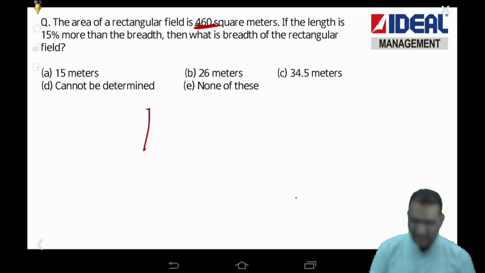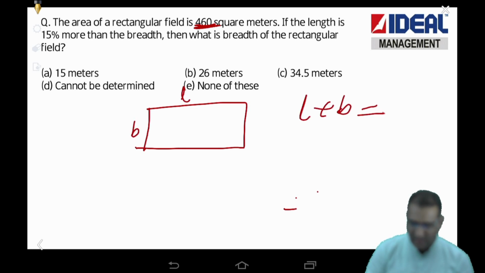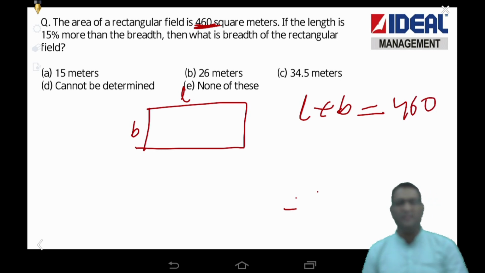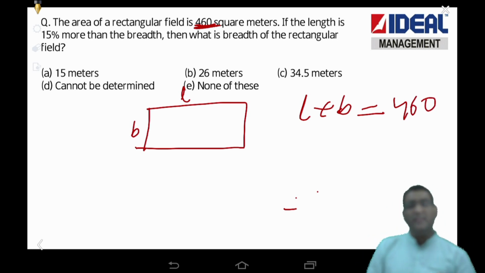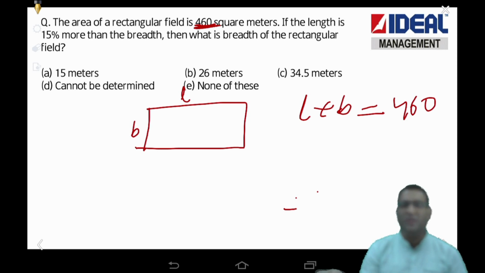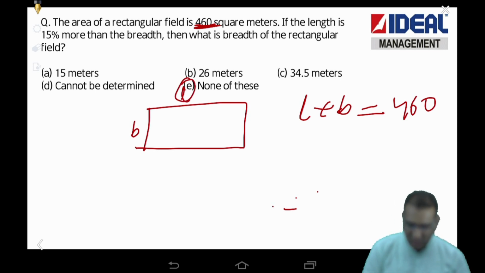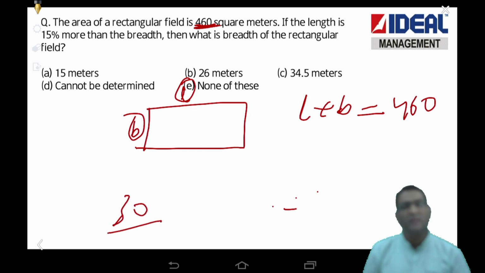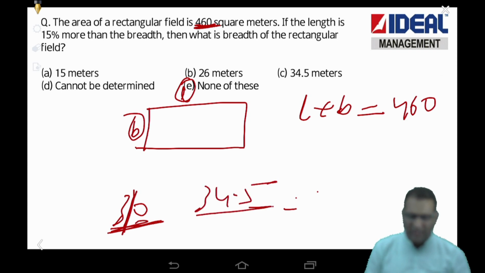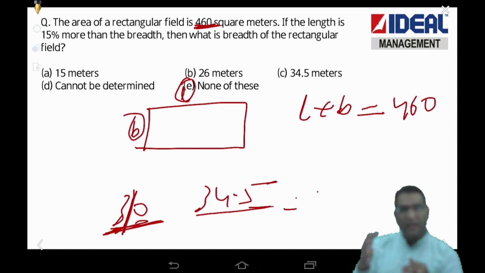Area, which means length into breadth is equal to 460. ये सब एग्जाम में नहीं चाहिए. This I'm just explaining you. If the length is 15% more than breadth, trust me, when they say 15% more, 15% कोई बहुत ज्यादा नहीं होता. मतलब let's say out of these two, one number is 30. ठीक है, 15% ज्यादा कितना होगा? 33, 34.5. इसका 15%. देखो ना, 10% is only 3. So 15% more मतलब डबल नहीं है.